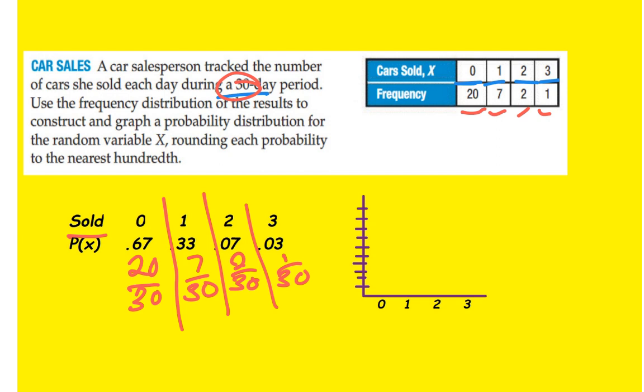So probability distribution. We're going to go by 0.1, 0.2, 0.3, 0.4, 0.5, 0.6, 0.7. So 0 would be somewhere in here. 0.33, 0.07, probably a little high, 0.03. So that would be my probability distribution.